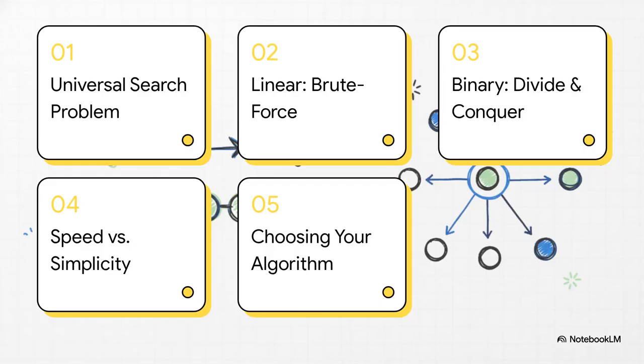All right, here's our game plan for today. First, we're going to really nail down the problem we're trying to solve. Then, we'll introduce our two main players, the brute force linear search and the divide and conquer binary search. After that, we'll put them head-to-head in a showdown of speed versus simplicity. And finally, we'll wrap it all up by figuring out how you choose the right algorithm for the job.